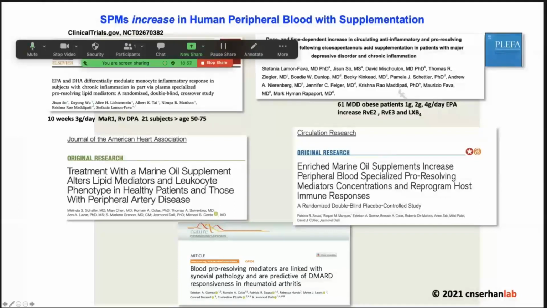There have been a number of studies showing that SPMs increase in human peripheral blood on supplementation from other groups. This shows a 10-week study with 3 grams per day in this double-blind randomized crossover. Also, time and dose-dependent increases have been seen by this and other groups, just at the beginning of this line of research.